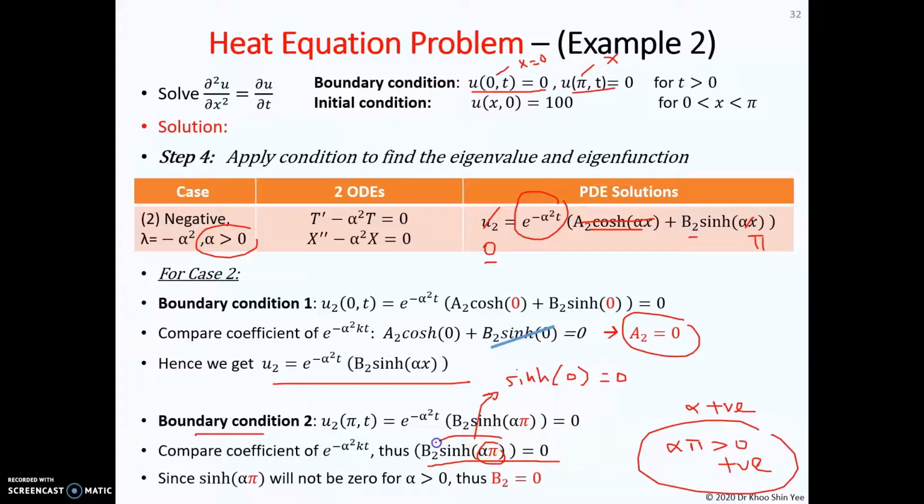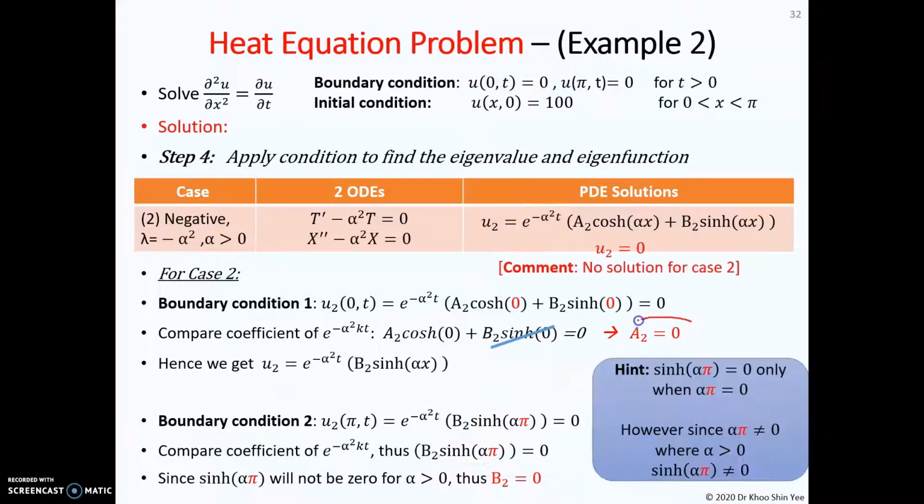So since the sine hyperbolic here is not equal to 0, therefore your b2 must be 0. So you obtain a2 and b2 here equal to 0. Substitute inside the original PDE. These two terms can be cancelled. Therefore you obtain 0 for your u2. So you have no solution for case 2.